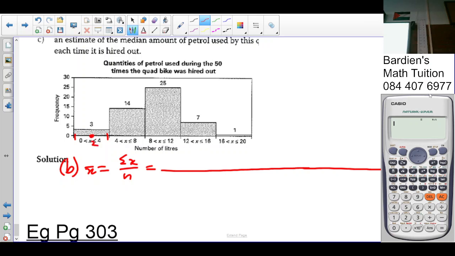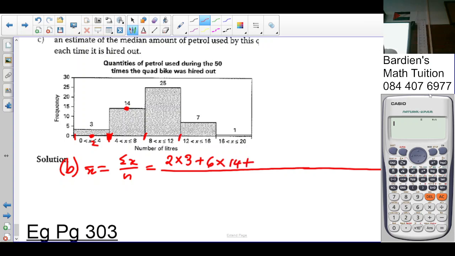Can you see that? So we're going to say 2 times, how many is in this category? 3. Plus. Now what's the midpoint of from 4 to 8? What's 4 plus 8? 12. 12 divided by 2? 6. The 6 is going to be the midpoint. Can you see that, people? So it's 6 times 14 plus.